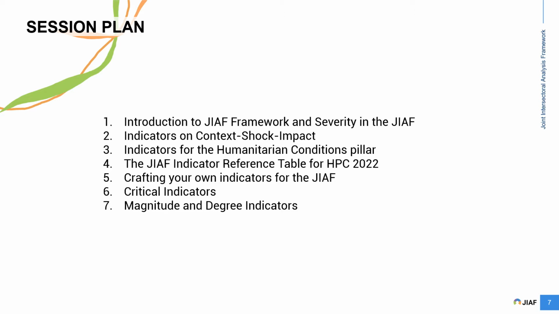We'll have a look at the JIAF indicator reference table for the HPC 2022. It was updated this spring for JIAF 1.1. Then we'll be looking at crafting your own indicators in case you want to diverge from the JIAF indicator reference table. Then we'll discuss a little bit critical indicators, and finally, something that has been quite tricky in the previous iteration of the JIAF is understanding the difference between magnitude and degree indicators.